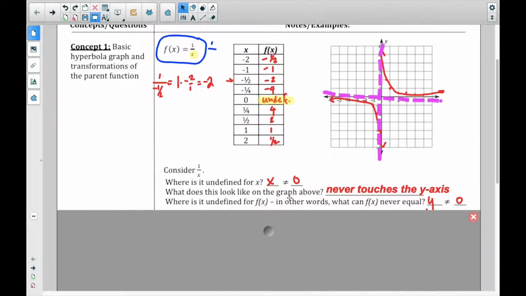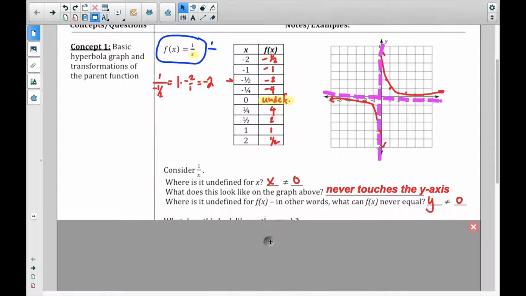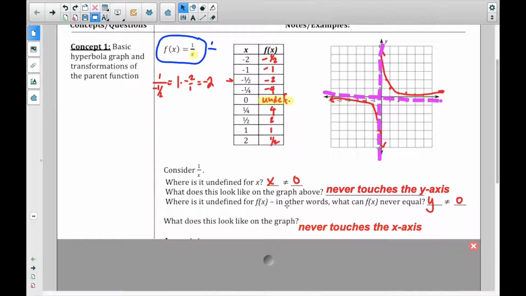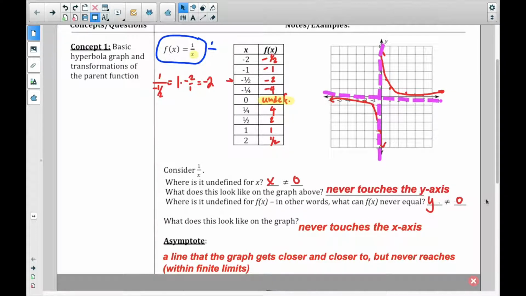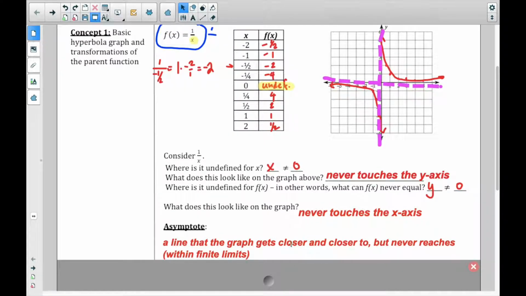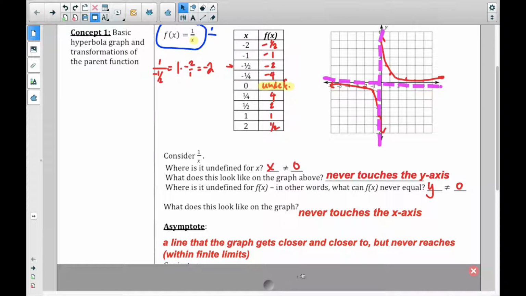So that's what I'm saying. It has a couple different places where it's undefined. It never touches the y-axis because x cannot be 0, and it never touches the x-axis because y cannot be 0. So that's what this looks like. Now, an asymptote, we talked about that definition a little bit in class the other day. It is a line that the graph gets closer and closer to, but never reaches within finite limits, because really we say at infinity, it would get there. Well, we don't get to infinity, so we're not going to talk about that. You would talk about that in calculus.